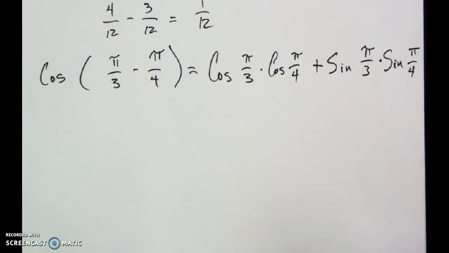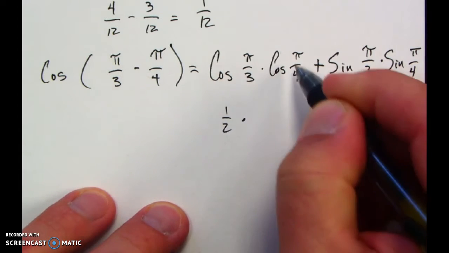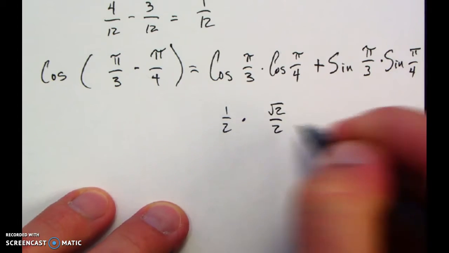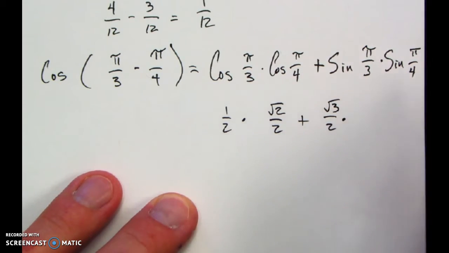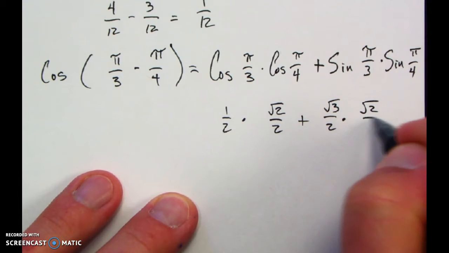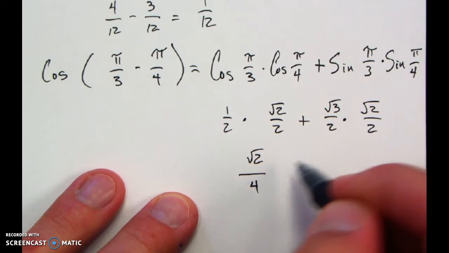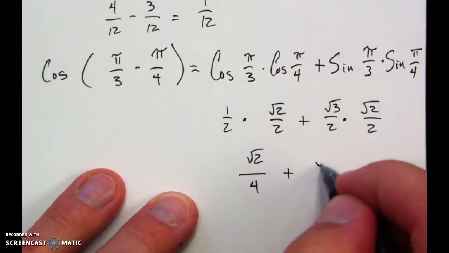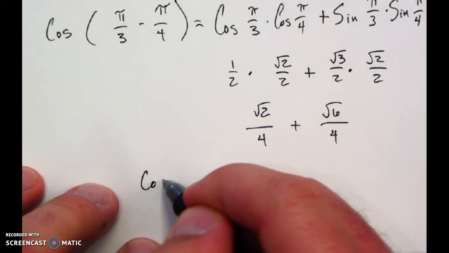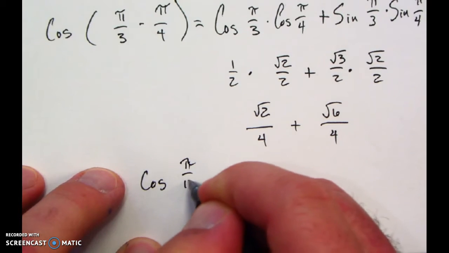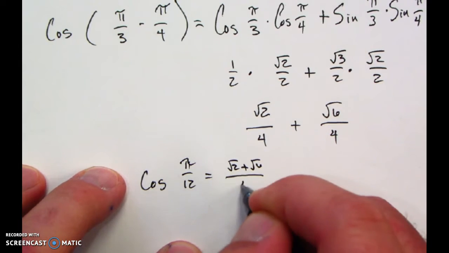Now we know that cosine of pi over 3 is equal to 1/2, and cosine of pi over 4 is equal to the square root of 2 over 2. The sine of pi over 3 is equal to the square root of 3 over 2, and sine of pi over 4 is equal to square root of 2 over 2. So I'm going to multiply here. We have square root of 2 over 4 plus, when we multiply here, we end up with square root of 6 over 4. So our exact value for the cosine of pi over 12 would be equal to square root of 2 plus square root of 6, all over 4.